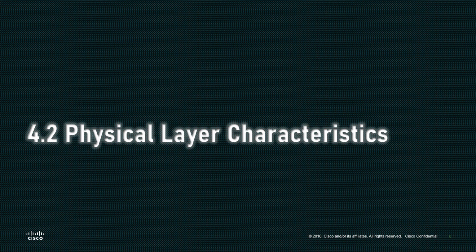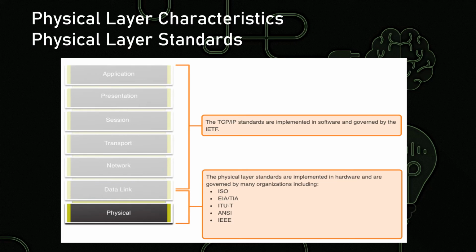Then we've got to look at some physical layer characteristics. What are some things that automatically identify the physical layer for us? Well, usually what we're looking at are the standards that are in place from organizations such as ISO, EIA and TIA, the International Telecommunications Union, American National Standards Institute, and the IEEE.